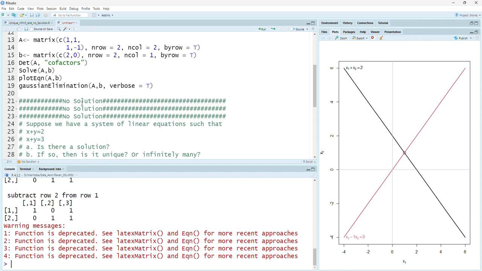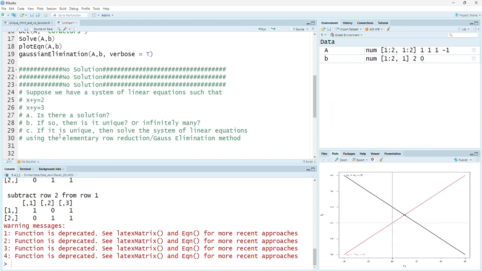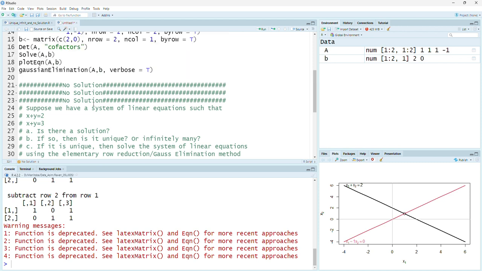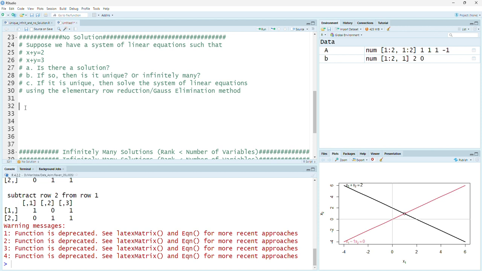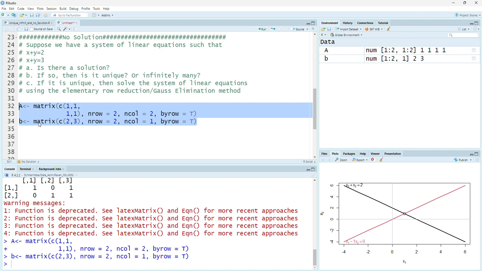Okay, so let's move to one example where we have no solution. Again, I am going to create a matrix A. I'm just going to copy from here, A and B, so my time will be saved. So 1, 1, 1, and 1, and the other one is 2 and 3. Now I have created another updated matrix A and updated matrix B.